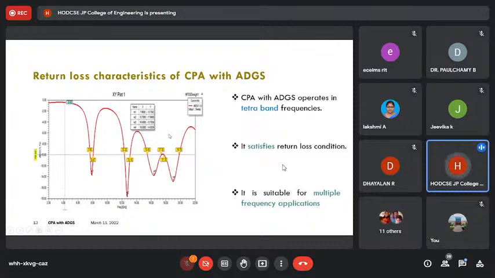So this antenna satisfies the return loss condition, and here we achieve the multi-frequency operation. At the 4 different bands of frequency, we have achieved the return loss characteristics. So this antenna can be used for widespread applications, a wide range of frequency applications. Let us understand it clearly.